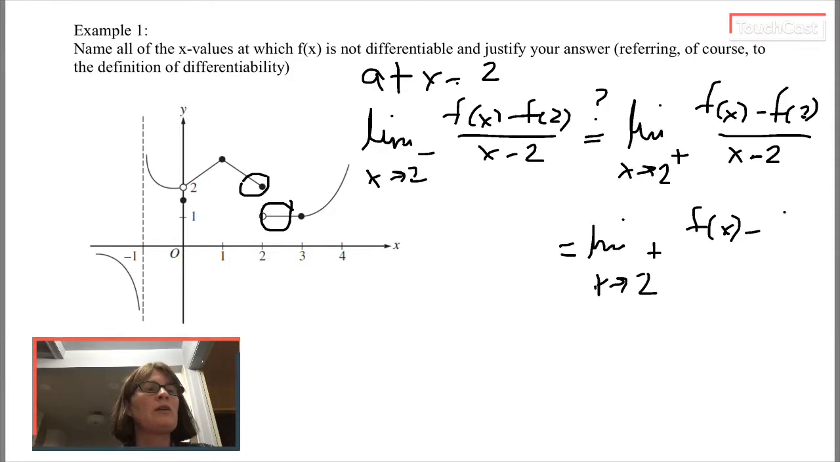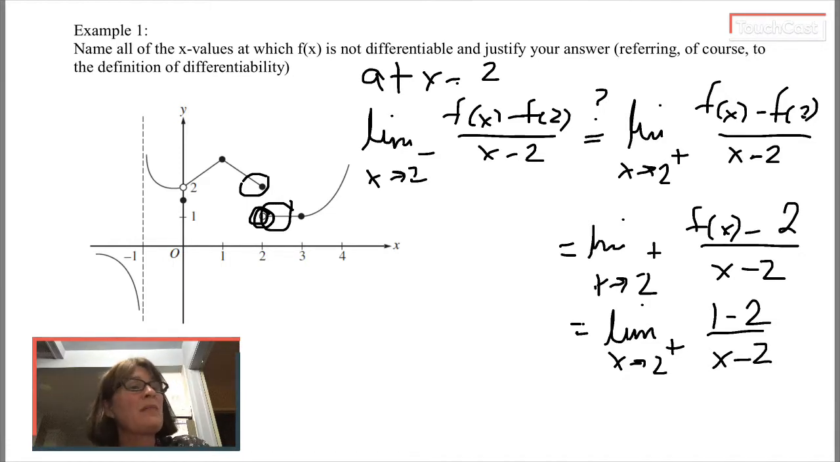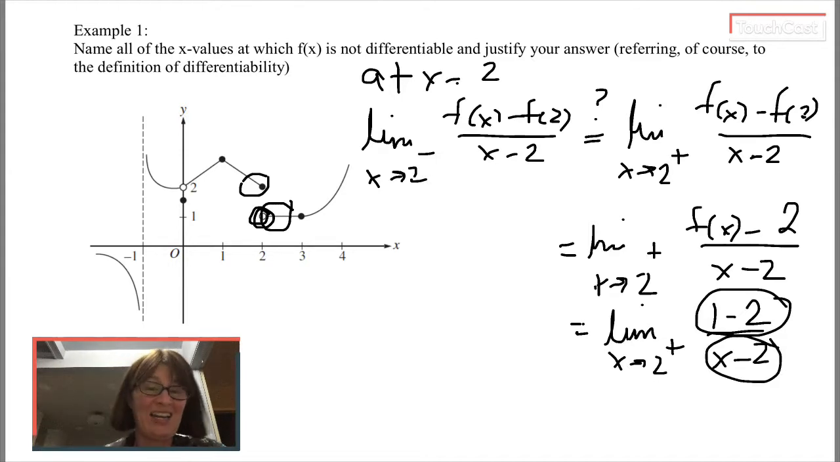f of 2 is 2, all the way up there, over x minus 2. This is the limit as x approaches 2 from the right. As x approaches 2 from the right, f of x is approaching 1. I'm going to have this problem again where this is going to be 1 minus 2 over x minus 2, the limit as x goes to 2 from the right. I'm going to have a negative 1 in the numerator and a 0 in the denominator. That is not an indeterminate form. That means that this limit is actually undefined because I have a real regular number, negative 1, divided by 0.